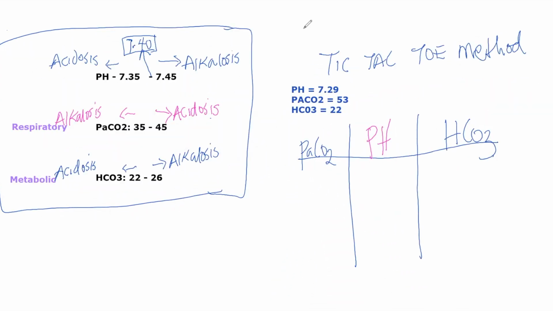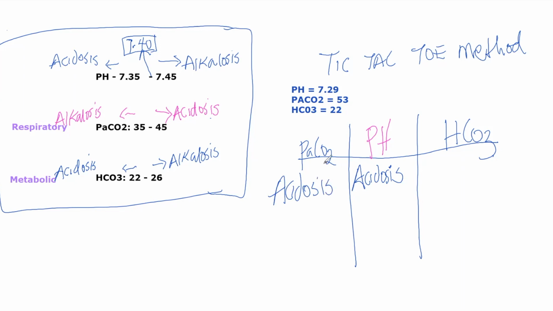Another example: we have a pH of 7.29. Going back to your reference point, 7.29 is less than 7.35, so it is acidosis. I want you to literally do this with me as we go, so you really understand it. The PaCO2 on the other hand is 53. Going back to our reference point on the left side of the screen, it's greater than 45, so that would be acidosis. So respiratory would be acidosis.